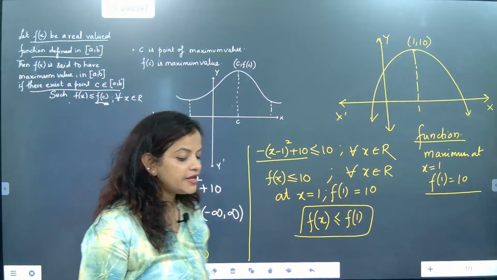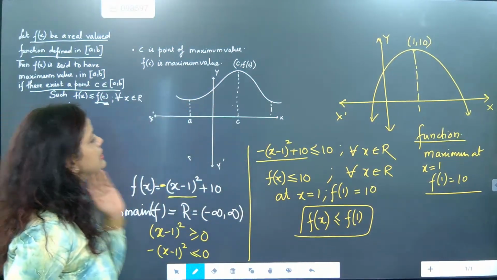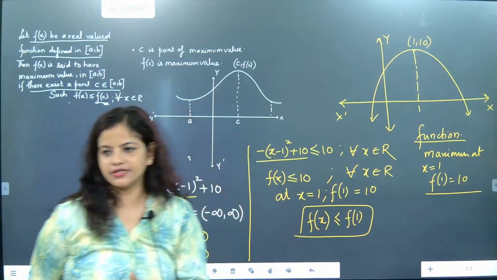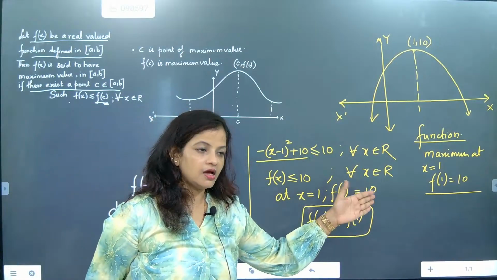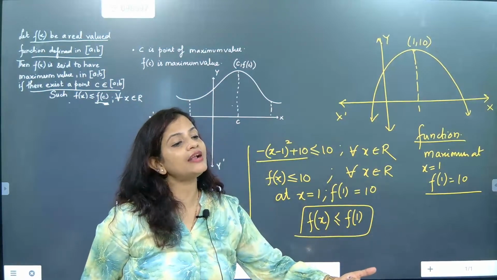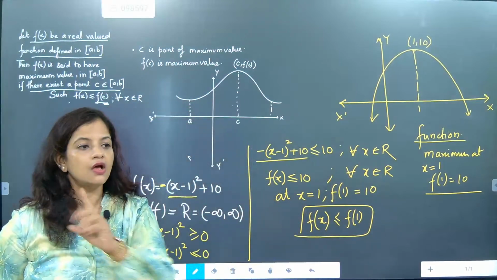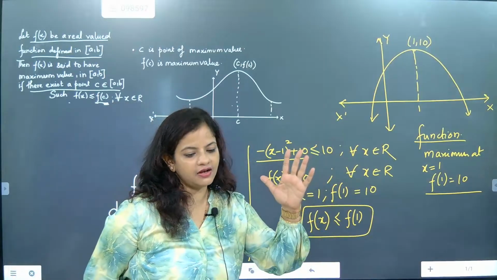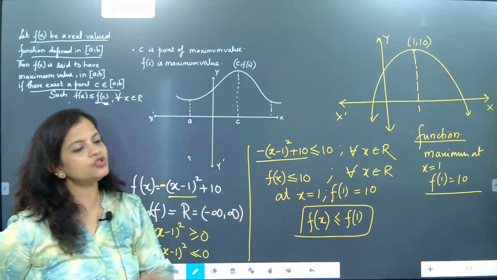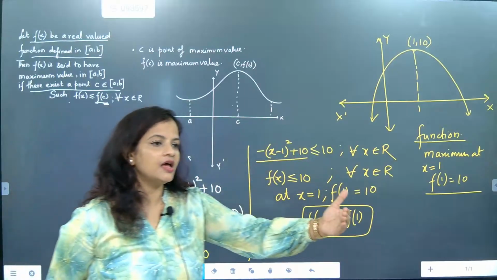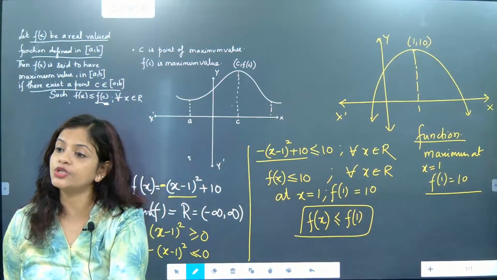Are you understanding here? I hope it is clear. This is exactly to find the maximum value. So what is the maximum value? 10. We are attaining the maximum value at x equal to 1. So what is C here? 1. What is f of C here? 10. Understood that f of C is... so f of 1 is 10. The maximum value is 10 and you are getting the maximum value at C equal to 1.